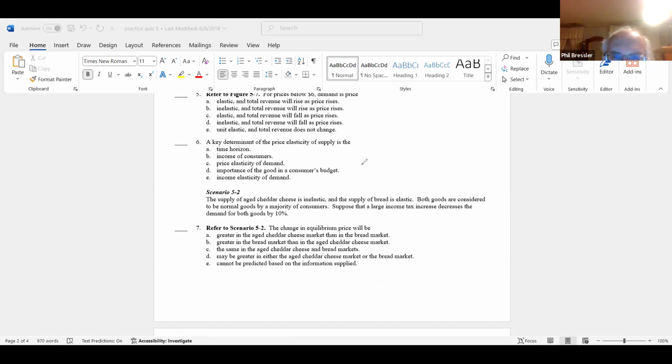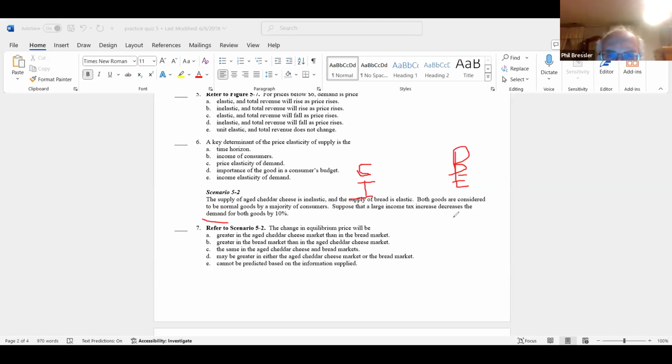So aged cheddar, I'm just going to put a C for the cheddar here, is inelastic. So I could remember. And bread is elastic. Now, the normal goods: suppose that a large income tax increase, all right, so it's a normal good, decreases the demand. It's going to be a demand shift. Change in equilibrium, all right.